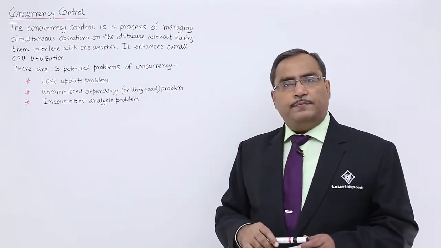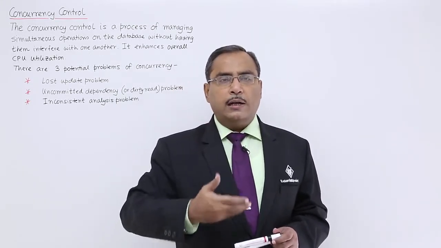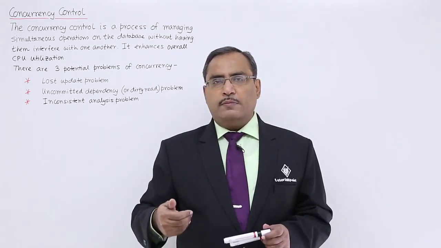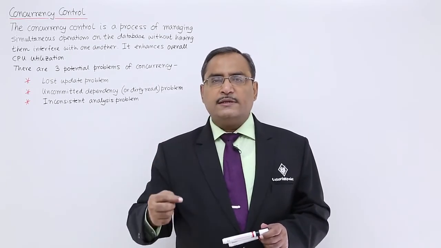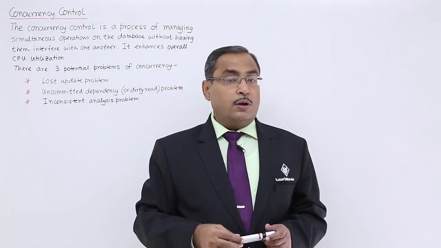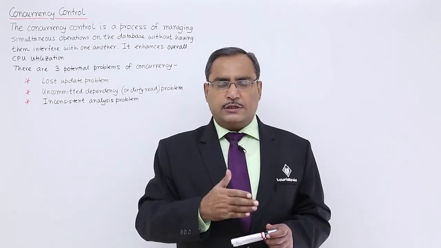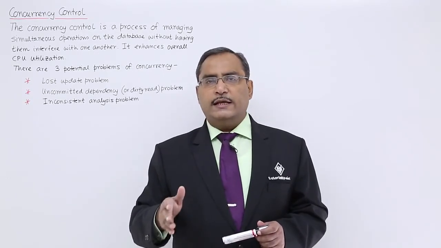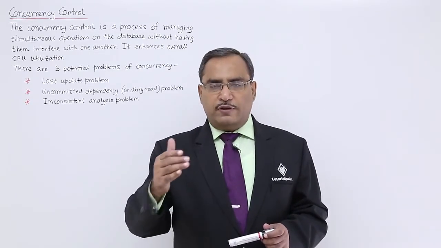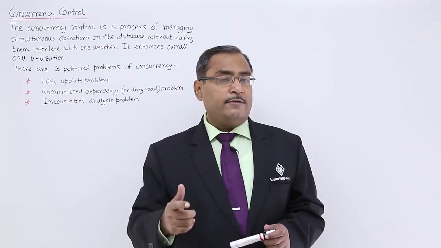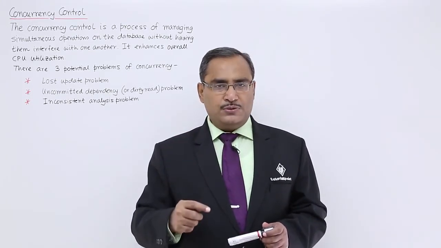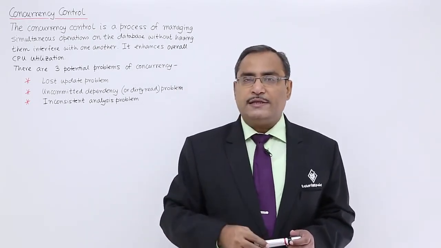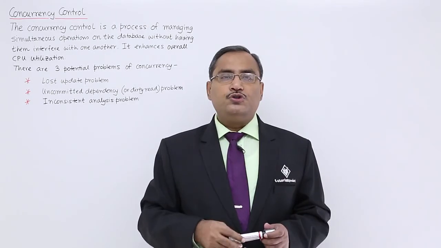Inconsistent analysis problem. One transaction is updating multiple different variables, and another transaction is in the process of adding some instances of those variables. What will happen? As the previous transaction is updating values of different variables, and the second transaction is going to add values of different variables, in the second transaction those variable values will be available in different instances of the database, not in the same instance, and that will produce a problem.